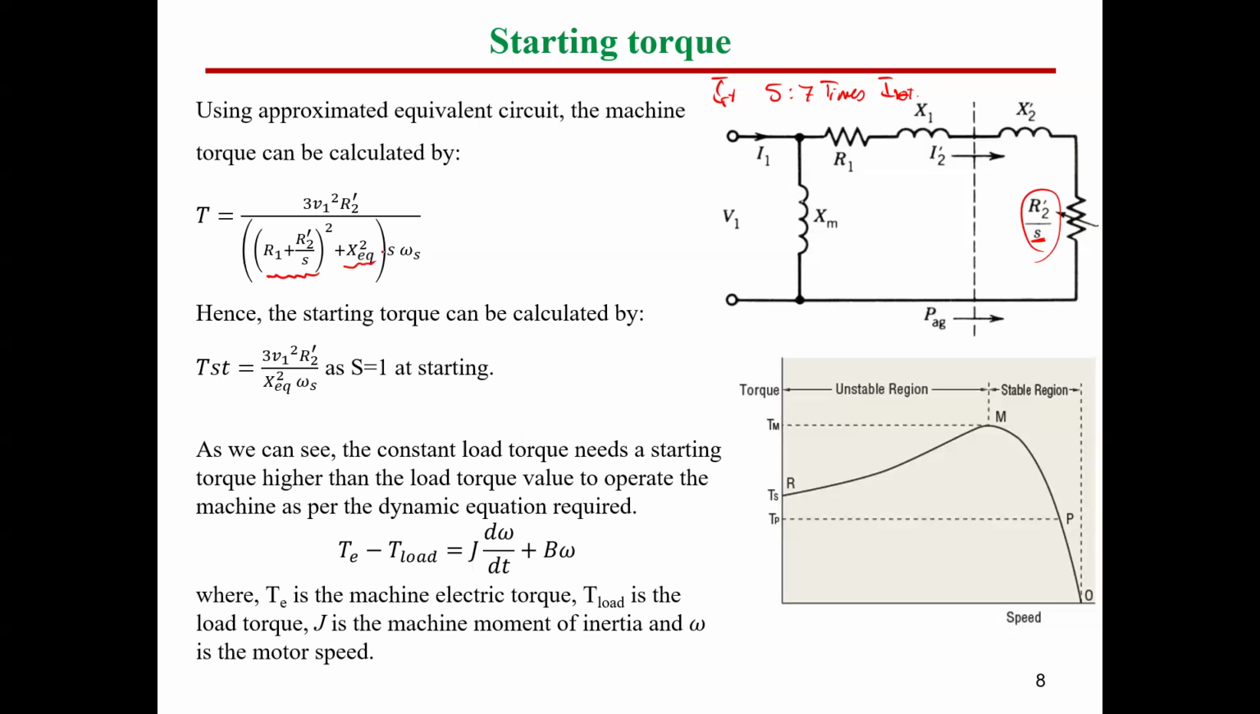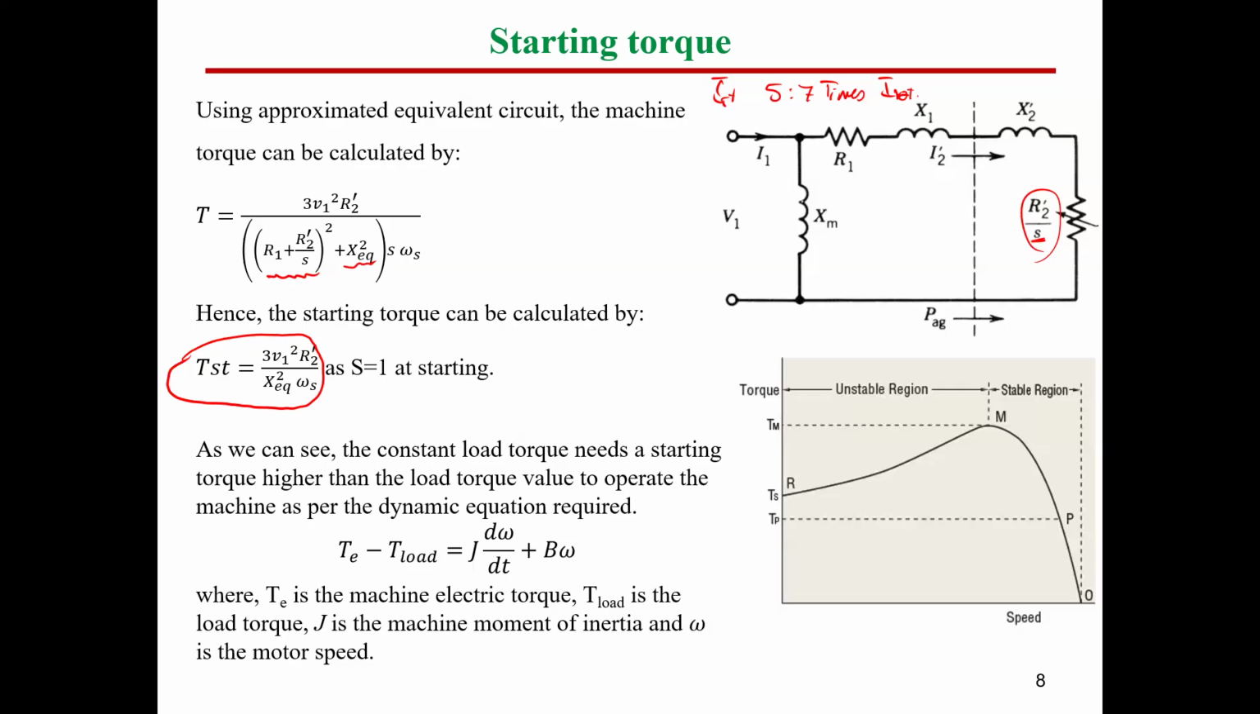So we can say we may neglect this part compared to that part. Why do we do such an approximation, guys? To make the calculation easier for you. So if we neglect the part of R1 plus R2 prime divided by S compared to X equivalent because S equals 1, our relation now is going to be 3V square R divided by X squared times S omega s, but S equals 1, so it will also be removed from the equation. So we will end up with this equation for the starting torque. This is the approximated equation for T starting: 3V square R2 prime divided by X equivalent square omega s.